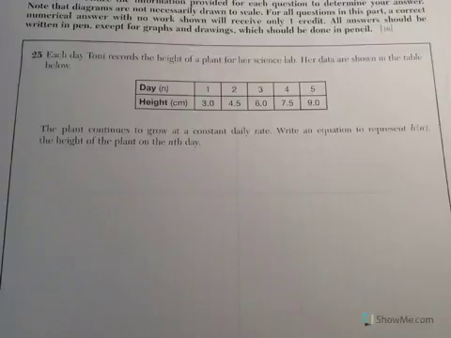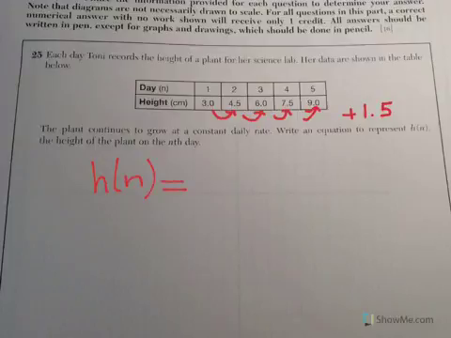Well, if I look at my y values, I am going to figure out what the pattern is. So the pattern is that each day I'm going to add 1.5 centimeters. So the plant is growing 1.5 centimeters every day. So my equation has to start off with h of n, and it's going to equal the slope, which is 1.5, times n, the number of days, and then we're going to add our y-intercept.